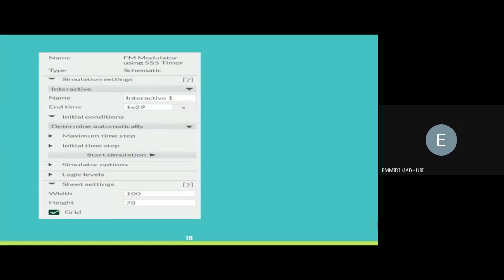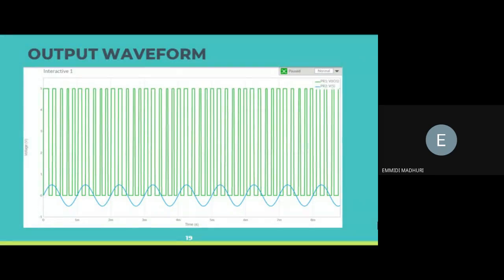This is the simulation profile of the FM modulator using 555 IC. This is the output waveform. Here we can see the two output waveforms that are generated as the frequency is modulated and two different frequencies are obtained.